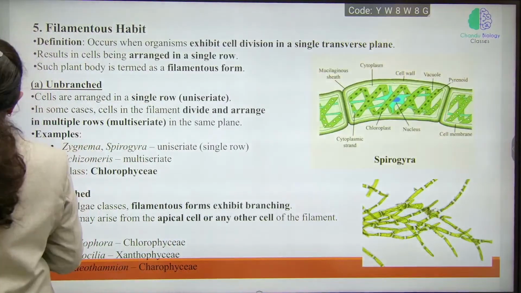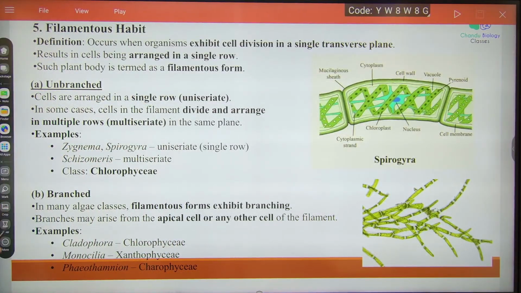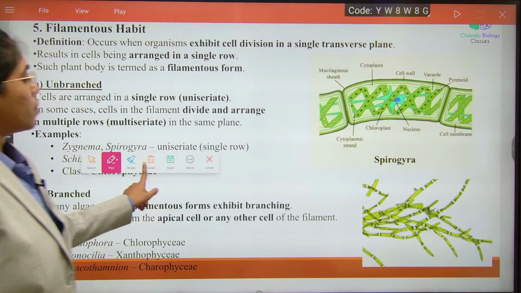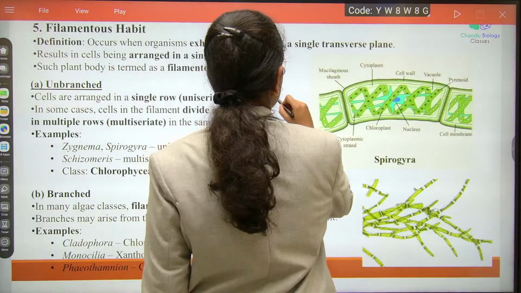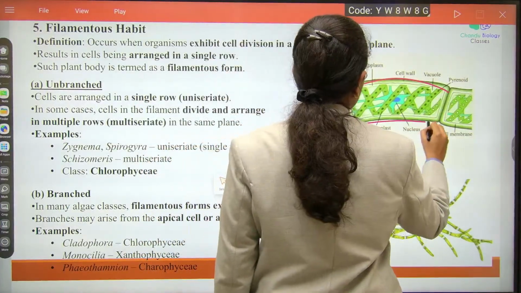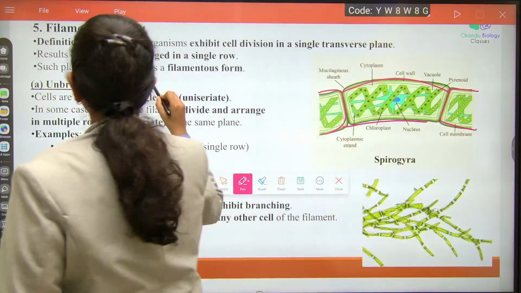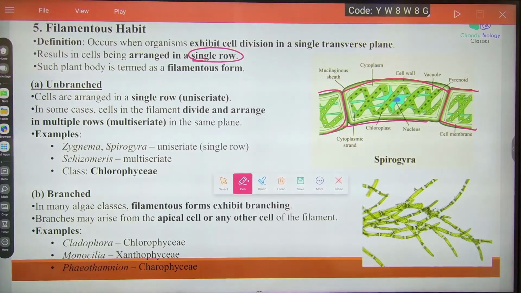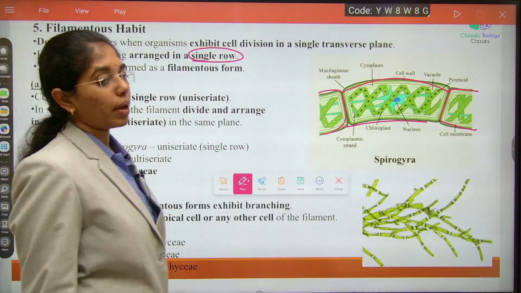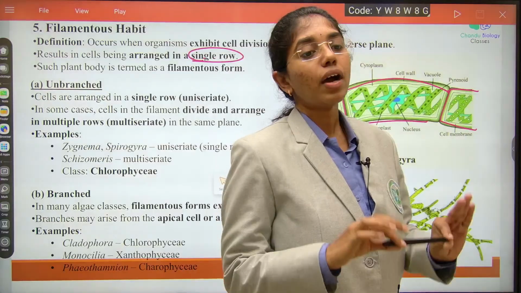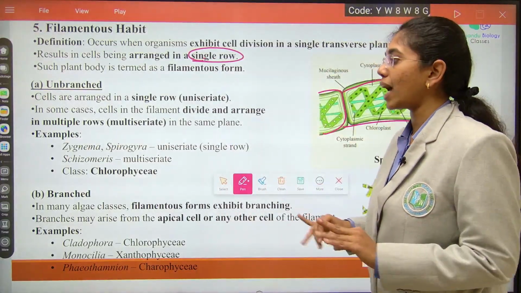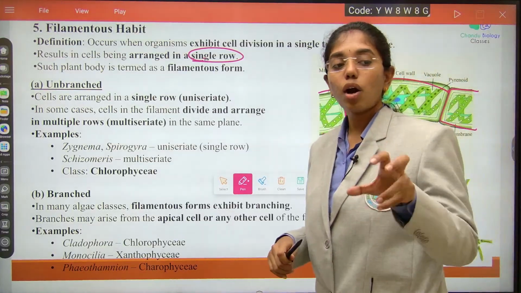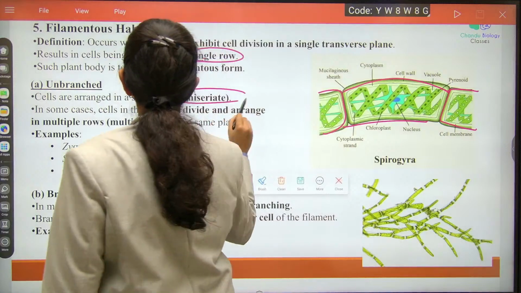Filamentous habitat occurs in organisms which exhibit cell division in a single transverse plane. When cell division happens in a single transverse plane like this, the cells form a single row. Each plant body is termed a filamentous form. Again, you have unbranched filamentous forms and branched filamentous forms. Unbranched filamentous form is a single row of cells, which is uniseriate.